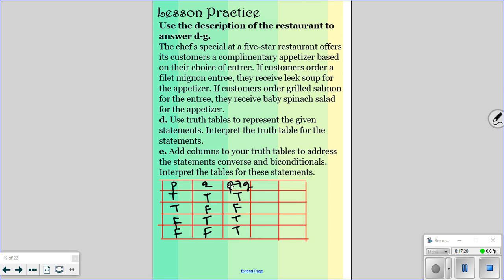It says if customers order a filet mignon, they receive leek soup. So if they order a filet, or if they do not order a filet, it can be a true statement.